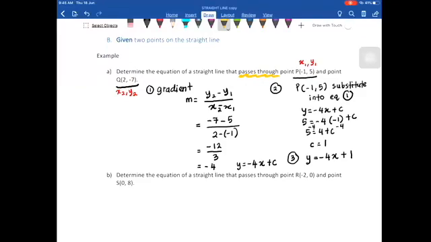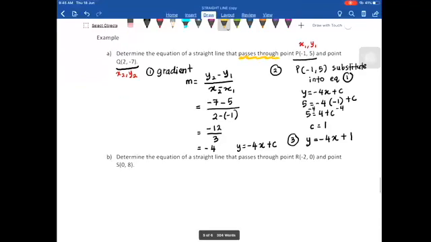Okay, please. You have to be sure of this. You have to be clear on this. Dia punya point ke, intercept ke, point mesti berada di atas straight line. Baru kamu boleh guna. Okay.